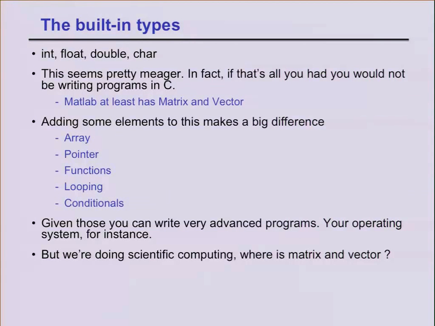So, just dive right in. From the point of view of the kinds of things I'm talking about, what are the important issues here? What do you have to start with? You have built-in types. You have floats, you have doubles, you have characters, you have strings. This doesn't seem like a whole lot. I mean, this is what you get from C. And in fact, it's not even as good as MATLAB. MATLAB at least has a matrix and a vector class.